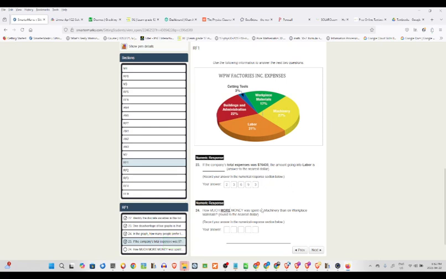How much more money was spent on machinery than on workplace materials? Well, that's a 10% difference. Machinery is 27%, workplace materials is 17%. So 10% of our original is 7643. Okay, this should wrap up relations and functions 1.